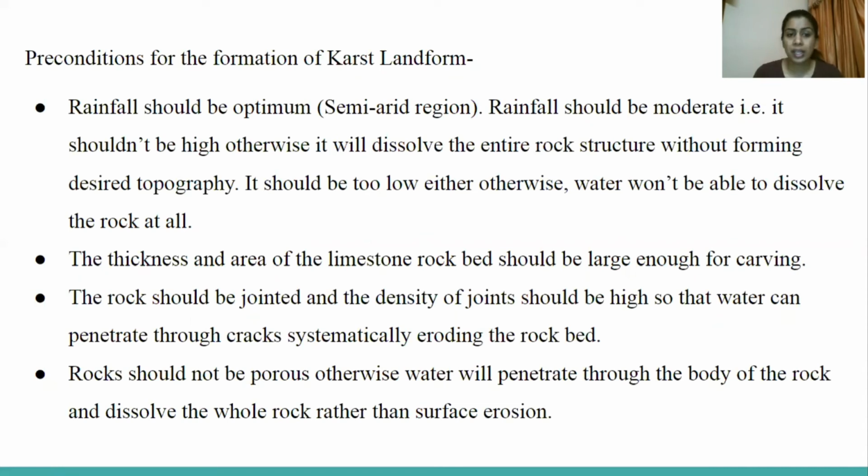The thickness and the area of the limestone rock bed should be large enough for carving. The rock should be jointed and the density of joints should be high so that water can penetrate through cracks, systematically eroding the rock bed. Rocks should not be porous, otherwise water will penetrate through the body of the rock and dissolve the whole rock rather than causing surface erosion.